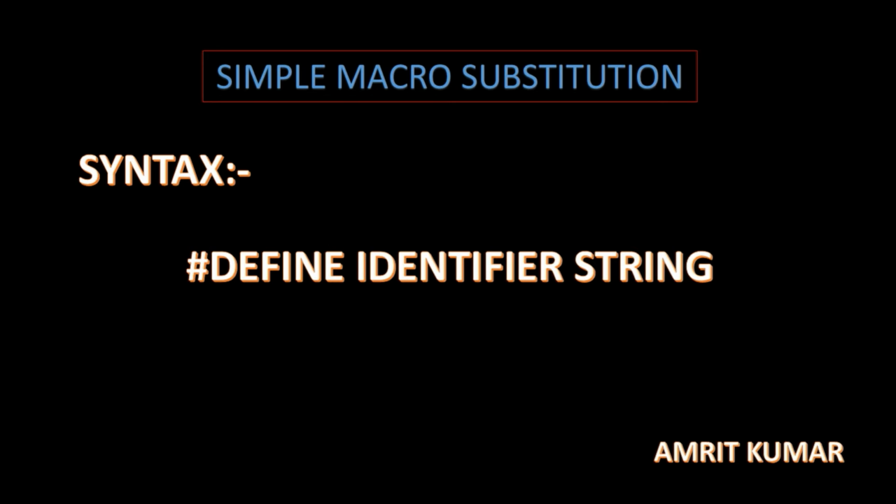So here is the simple macro substitution. Here is the syntax. You need to write #define, then the identifier name, and then the string that you want to give. So you use #define, then the identifier name, then the string. This is a simple macro substitution.